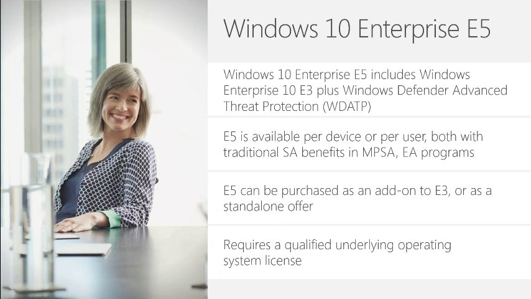So you can buy E5 as a standalone either user subscription license or device-based license, or you can purchase an add-on to E3 as a way of stepping up to E5 from E3. Again, it requires an underlying operating system license to upgrade from if you're buying through volume licensing.